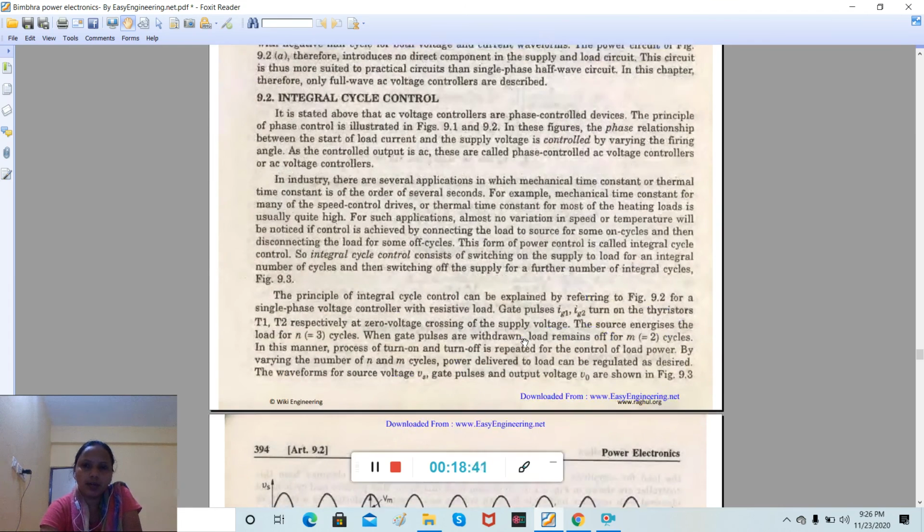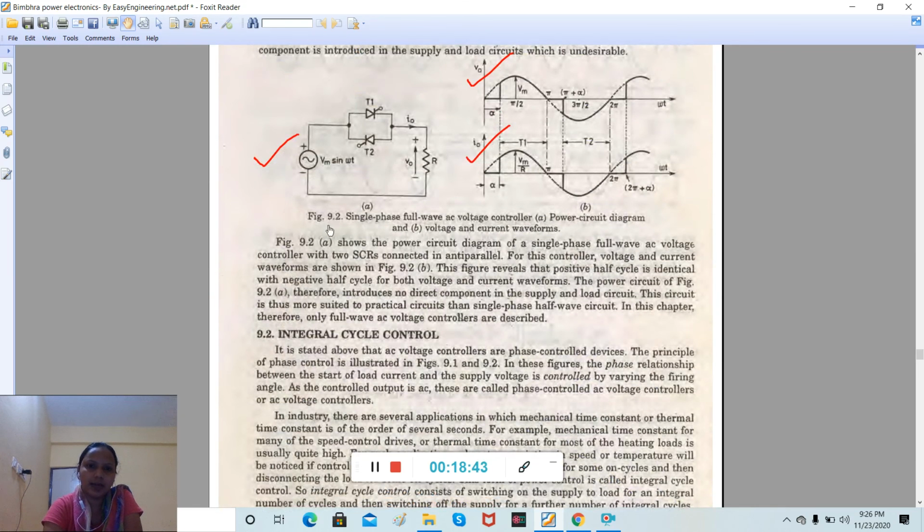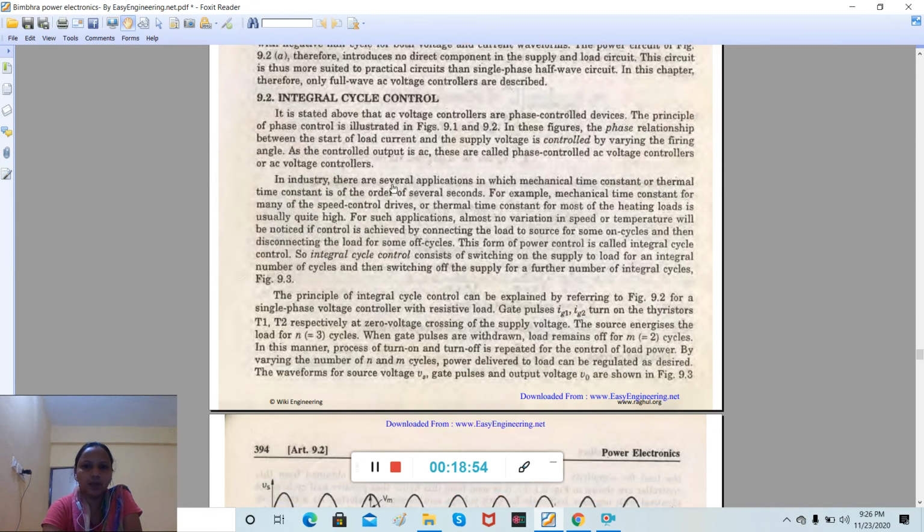Consider this circuit diagram, figure 9.2, and we will apply integral cycle control in this circuit and get the output waveform. What is the output waveform by applying integral cycle control in 9.2? The 9.2 circuit diagram is the full wave AC voltage controller. So how are the output voltage and current waveforms by applying integral cycle control? Let's see.